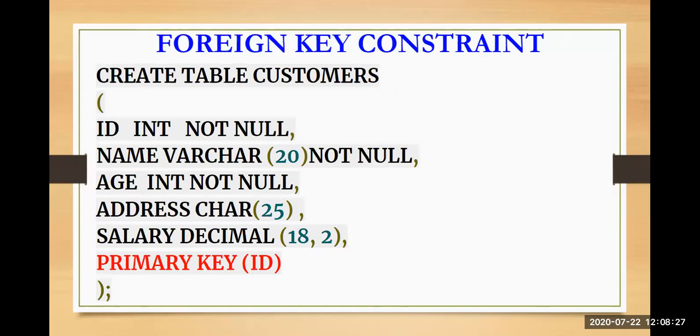So we'll take an example here. First, this is an example of your primary key. I have one table called customer, and in this table my primary key is ID. Customer ID is a primary key. Whenever this primary key of customer ID goes to another table, it will become a foreign key. So let us see how it becomes a foreign key.